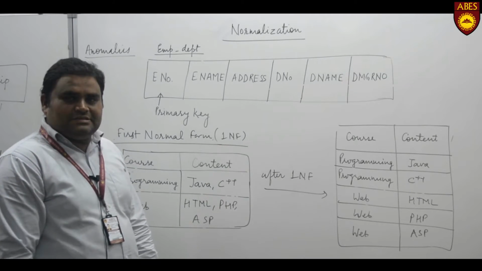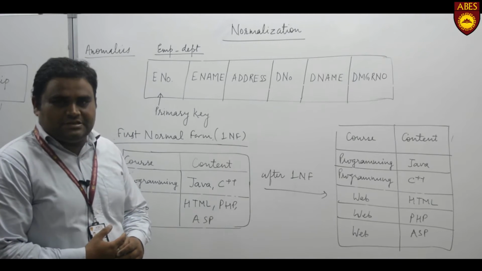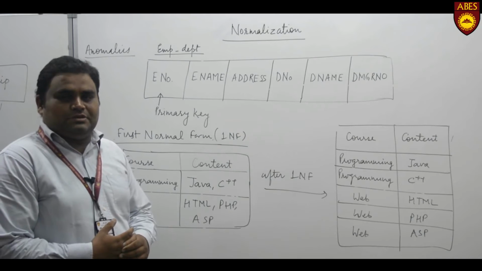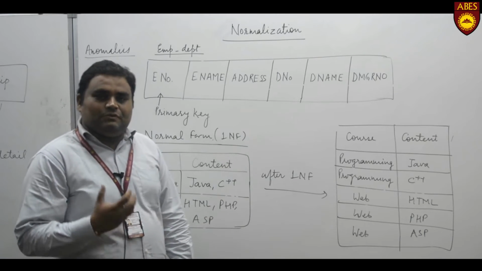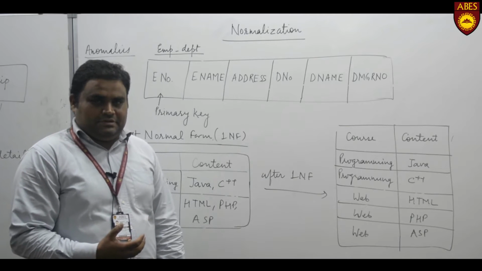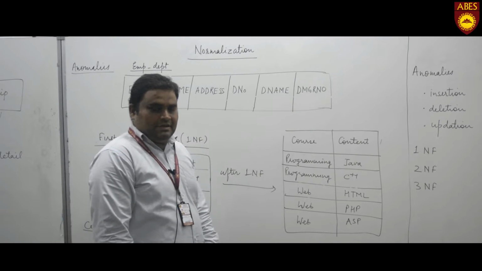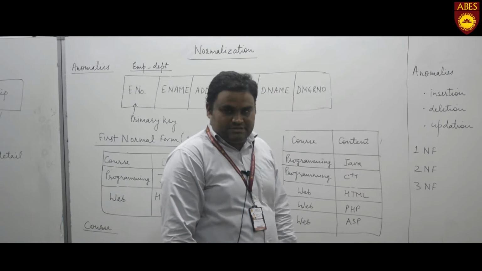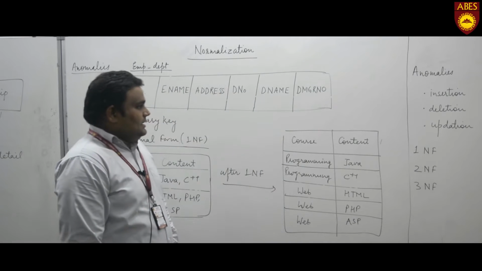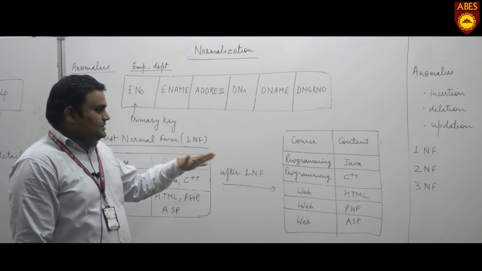So normalization is basically breaking the relation into multiple relations so that we are not storing the data in a single relation. Now the question is, why do we need normalization? We need normalization because of certain anomalies, and these anomalies are insertion, deletion and updation anomalies. I am here to explain insertion, deletion and updation anomalies.